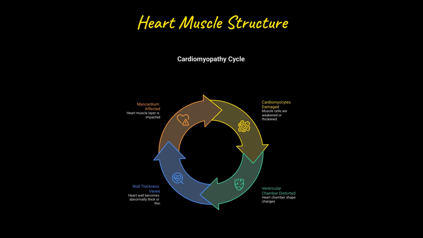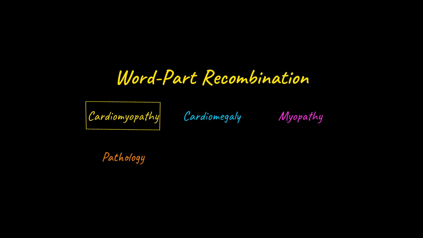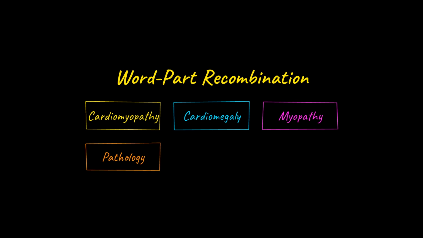Cardiomyopathy affects the myocardium and the muscular wall of the heart. Depending on the subtype, the muscle may become dilated and weakened, hypertrophic and thickened, or restrictive and stiff, each altering the heart's pumping function. The same word parts recombine across many terms. Cardiomegaly pairs cardio with megaly for enlarged heart. Myopathy pairs myo with pathy for general muscle disease. Pathology pairs patho with ology for the study of disease. Recognizing the parts unlocks the whole family of terms.